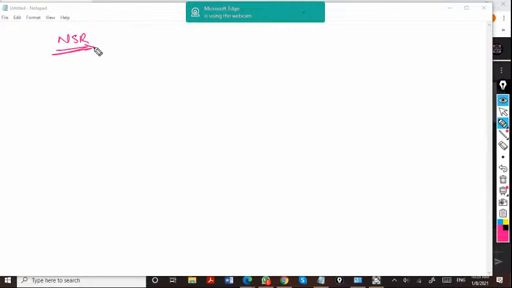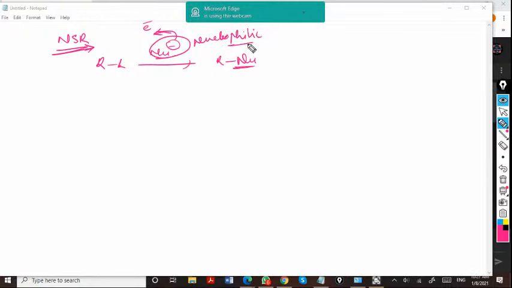Nucleophilic substitution reaction. When a nucleophile is replaced with another nucleophile, it is said to be a nucleophilic substitution reaction. Basically, the electron-donating tendency is called nucleophilicity, as we discussed in the last class. So nucleophilicity is the tendency to donate electron density.